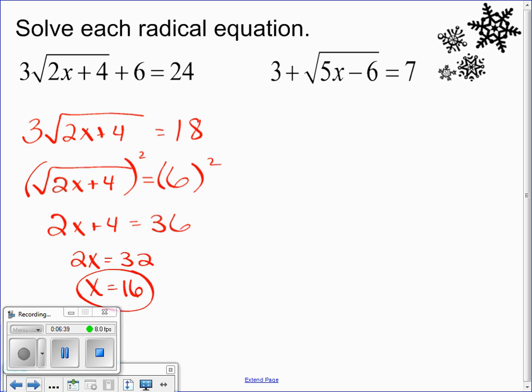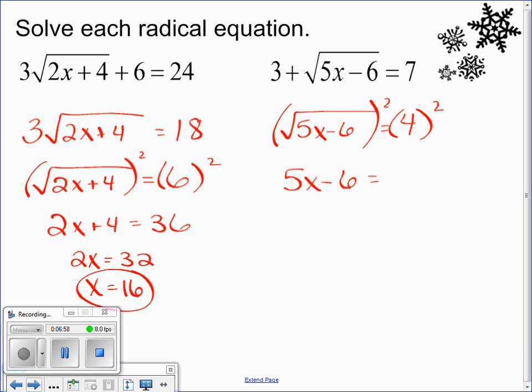All right, so on the next one, what do you do first? Subtract 3. Good. After we subtract 3, square. So 5x minus 6 equals 16. Add 6. So x equals 22/5.